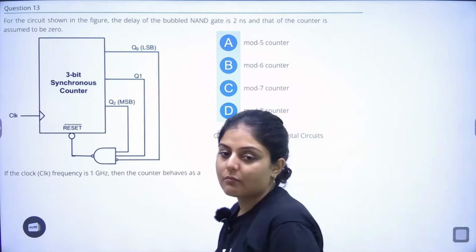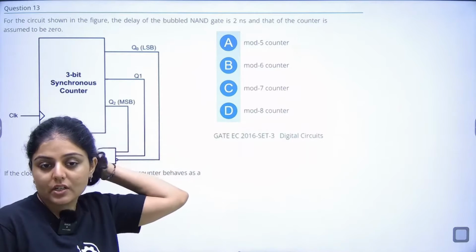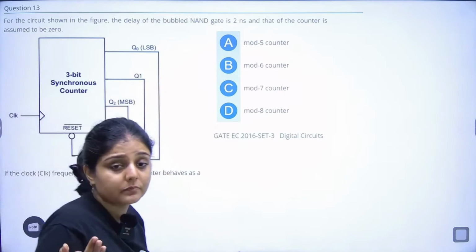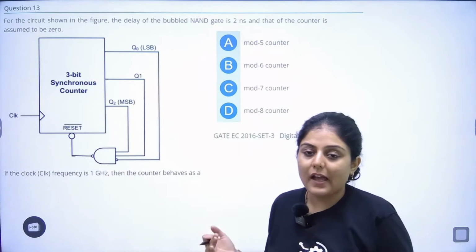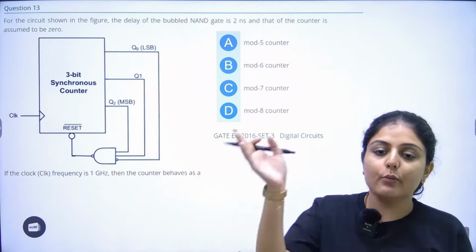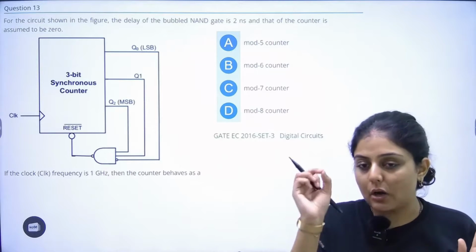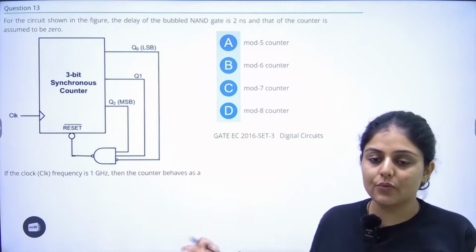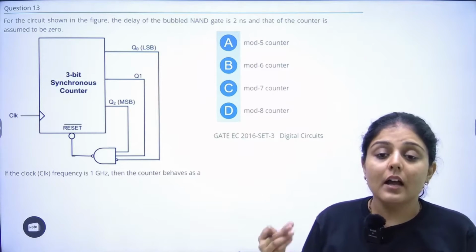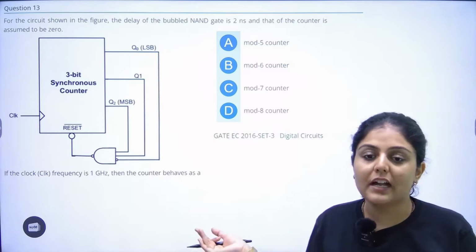These types of questions are mostly seen in sequential circuits, because this question is for finding out the mod of the counter. What is mod? Mod is basically the value up to which it counts, and after that mod value it will go back to its initial value. Suppose I say it is mod 5, it will count 0, 1, 2, 3, 4, and it will go back to 0, the initial value, after counting up to 4 is completed.